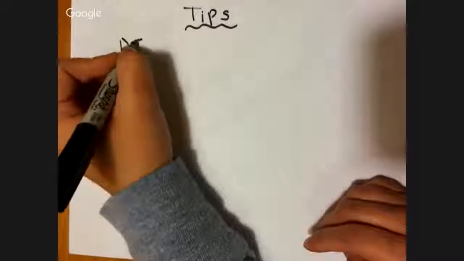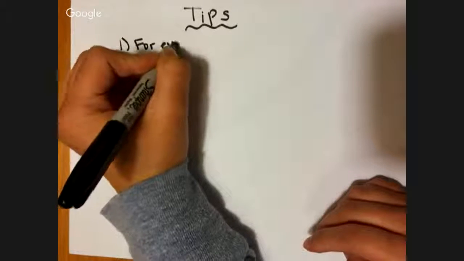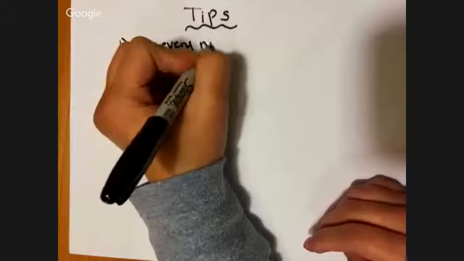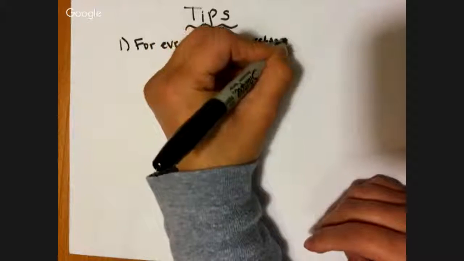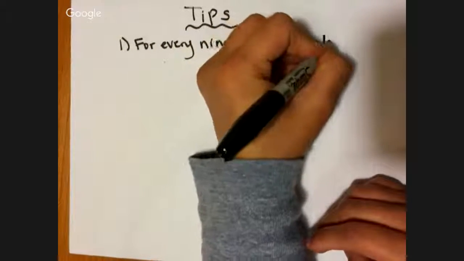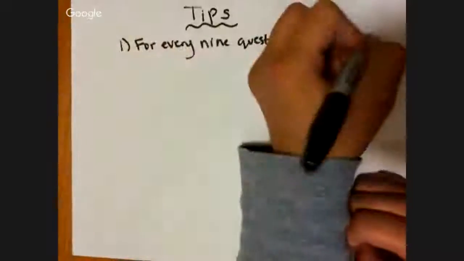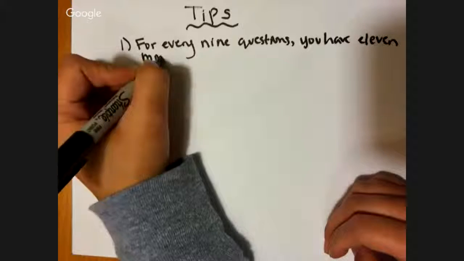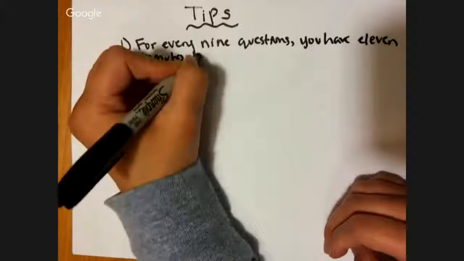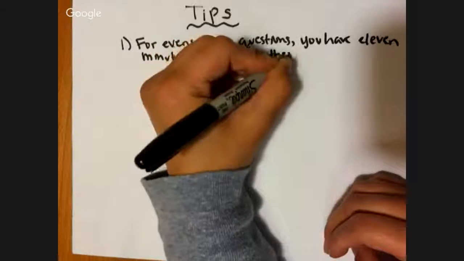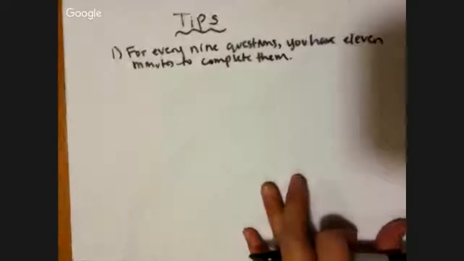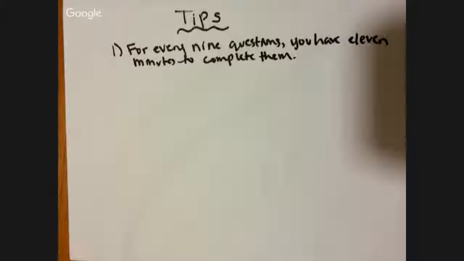Tip number 1, for every 9 questions, you have 11 minutes to complete them. If you remember this, you might be able to pace yourself better as you're trying to answer these questions.